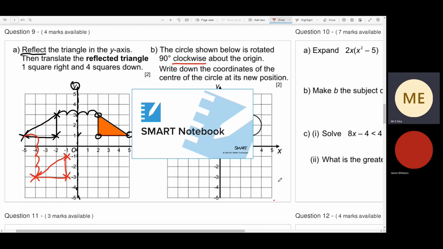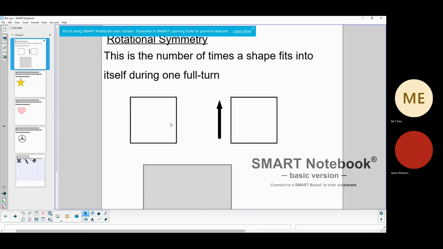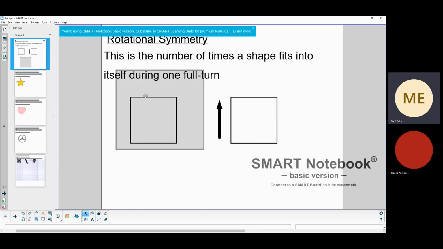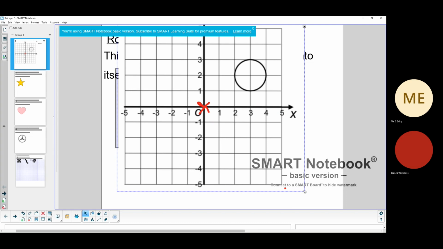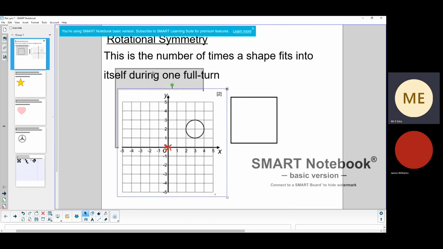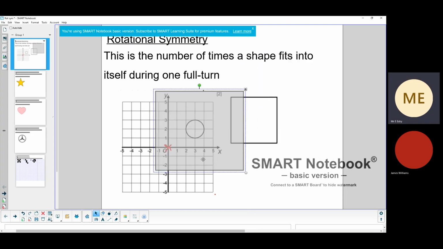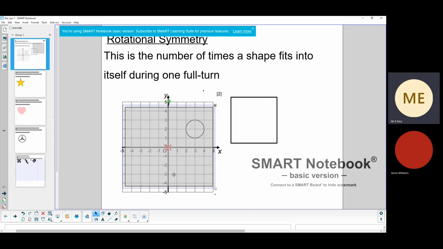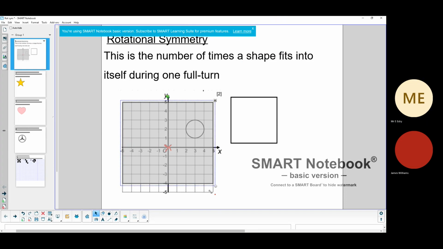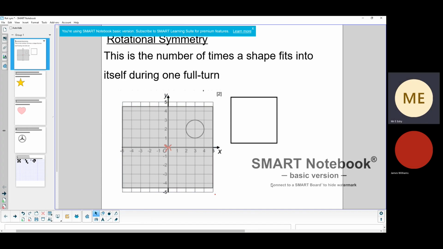Let me just get my rotational symmetry. Get this one. It moves to the front. Right, there we go. So we want to center it on the origin. I'm just going to make my tracing paper a little bit bigger for that. Should be okay. And we're going to have the circle. So let me get the circle. I'll center it there.